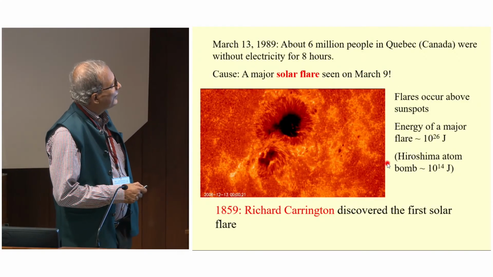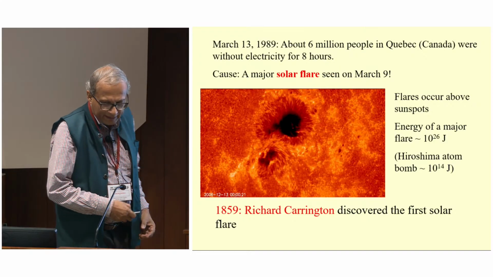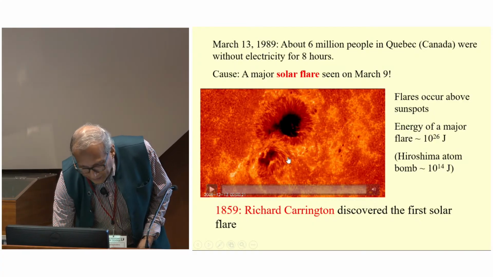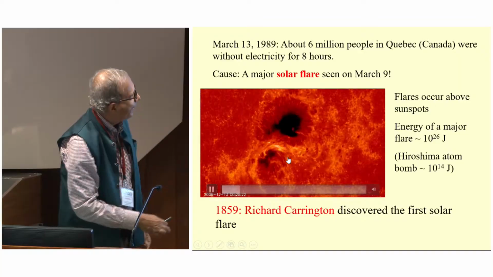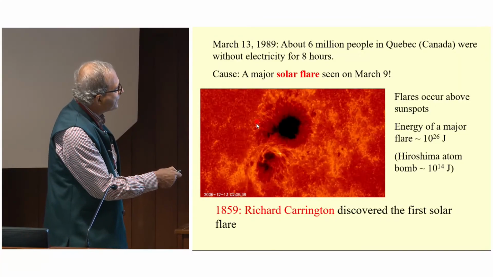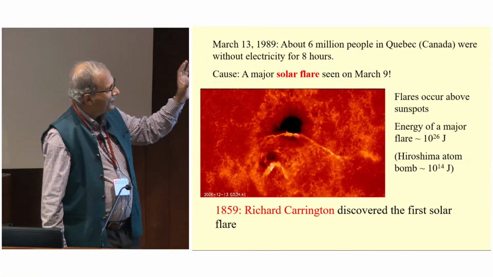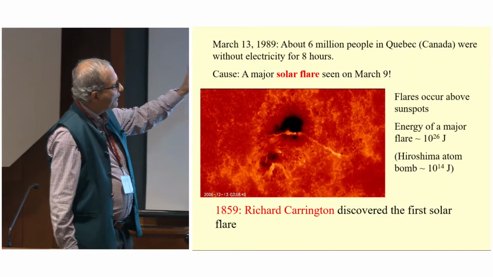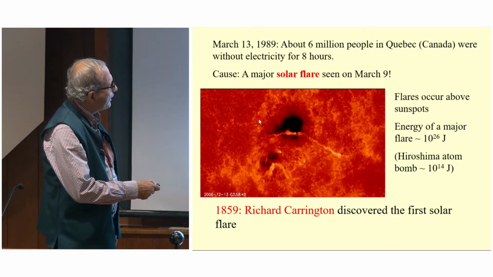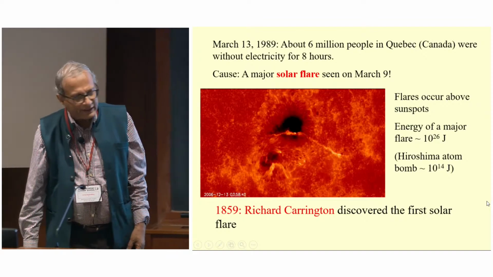It seemed that 4 days before, solar astronomers had seen a large explosion on the sun known as a solar flare. Here is a movie of a solar flare, and they occur above sunspots. We are going to discuss very soon that sunspots are regions of strong magnetic field, and these flares are also caused by these magnetic fields. The energy of a major flare can be as high as 10 to the power 26 joules.